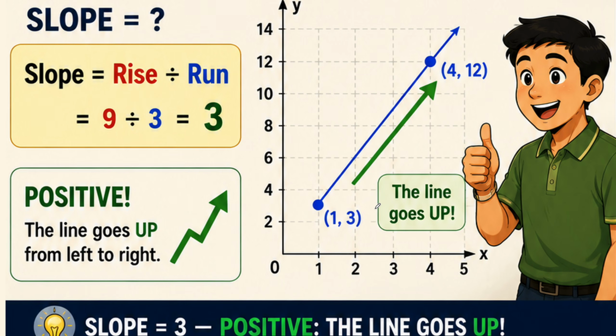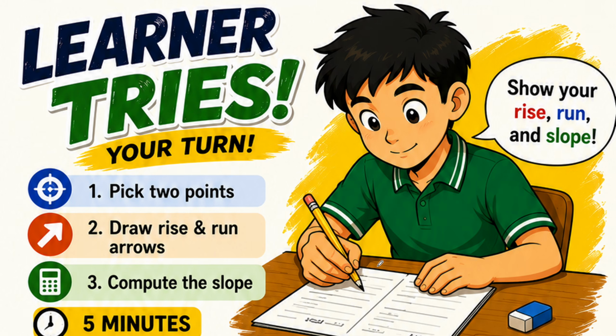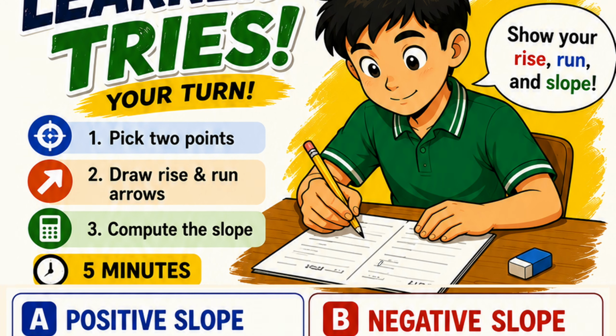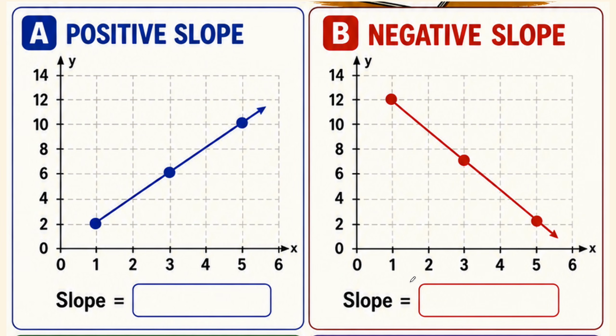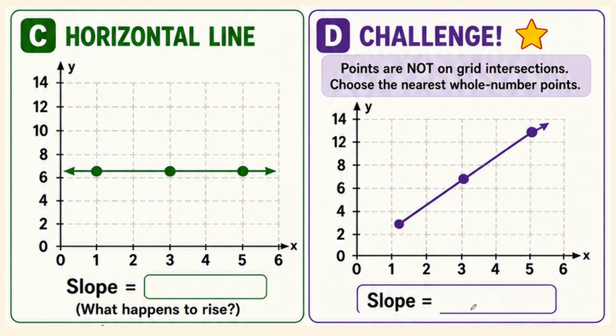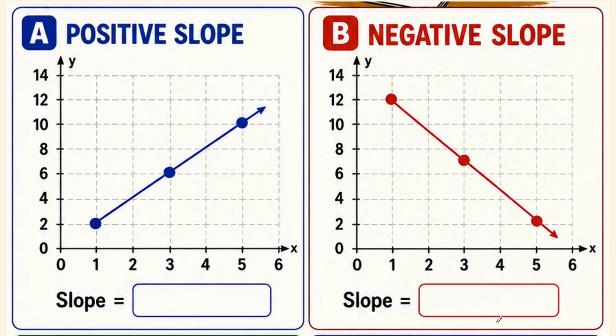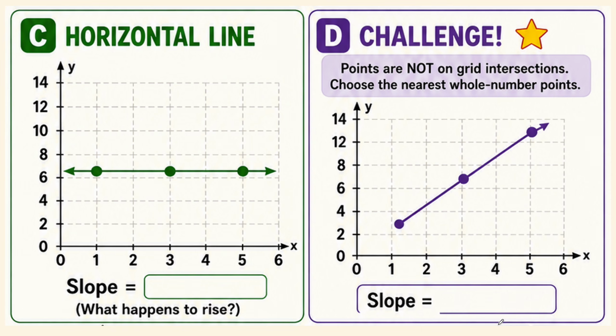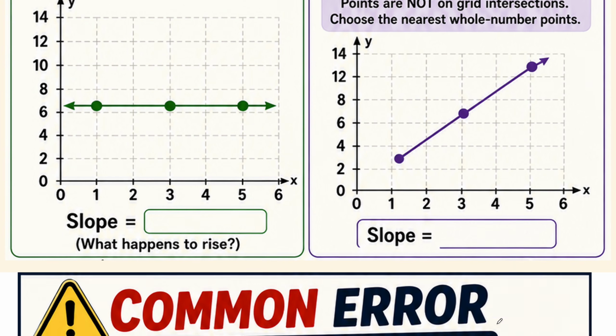The slope is positive. Okay, now you can try. I want you to pick 2 points, draw rise and run arrows, and compute the slope. Here are the choices. A, positive slope. B, negative slope. You have to find the slope. And this is C and D. Feel free to pause this video and take a screenshot, write it in your notebook. We're going to check it in our classroom.